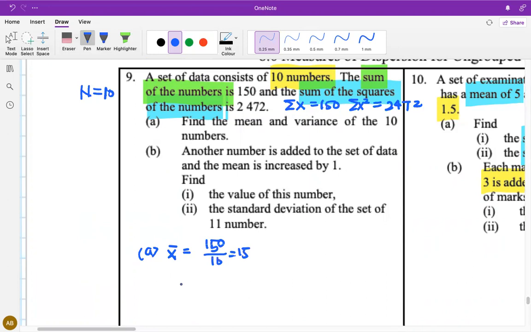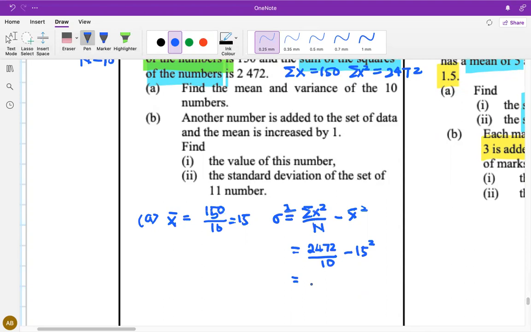The variance, okay, sorry, variance is the sum of x squared divided by n, minus the mean squared. So the sum of x squared is 2472, then divided by 10, minus the mean 15 squared. So you will get 2472 divided by 10 minus 15 squared. So you get 22.2.